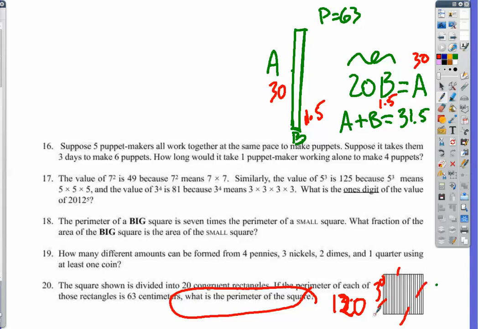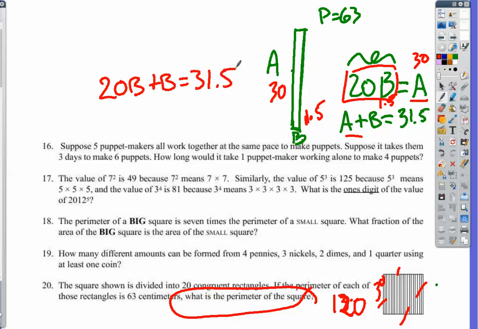Now, just as an interesting exercise, the algebraic way of doing this: if A is equal to 20b, what can I write instead of A in the second equation? 20b. So we have 20b plus b is equal to 31.5. Well, if I have 20 b's and I add another b, how many b's do I have? You have 21b. So you have 21b is equal to 31.5. And if I'm multiplying 21 and b together, what would I have to do to figure out what b is?